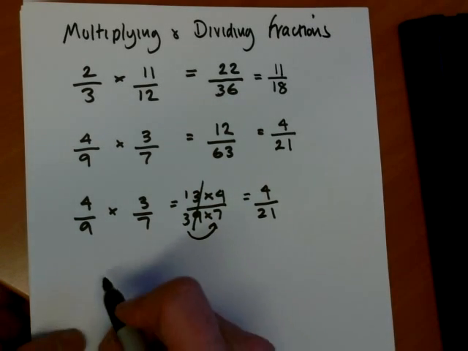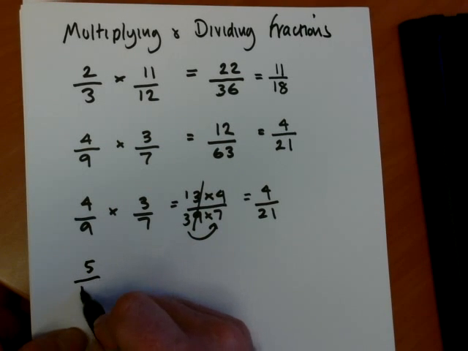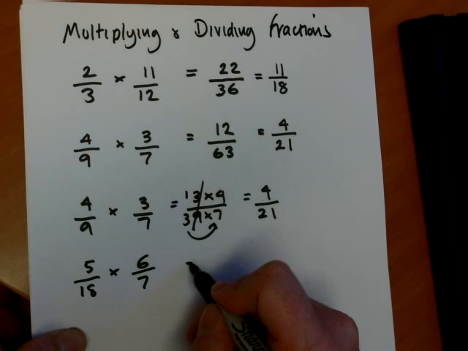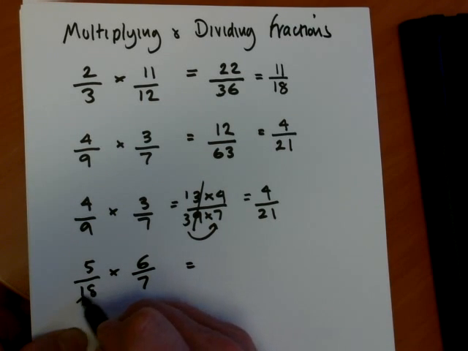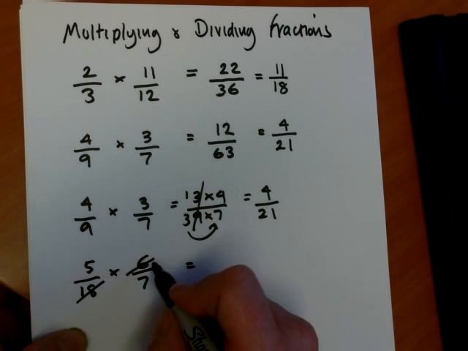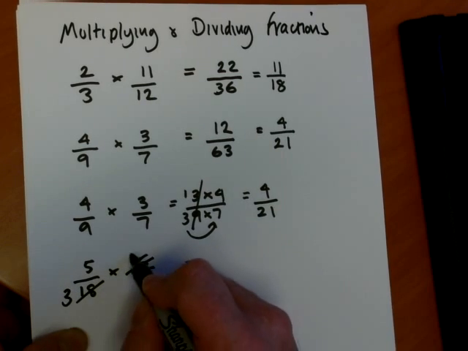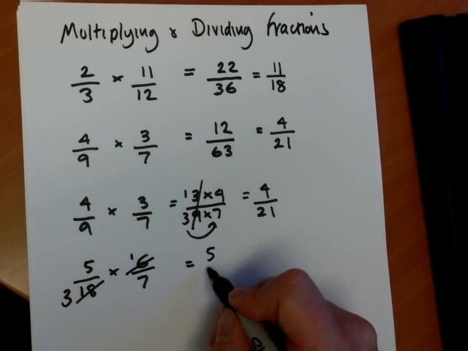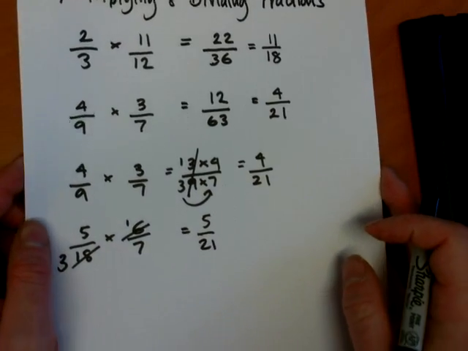We'll go to one more, perhaps a larger one. So let's do 5/18 times 6/7. And again, if we notice, the 6 and 18 will cancel out. 6 goes into 18 three times. So it's 5 times 1 is 5, and 3 times 7 is 21.